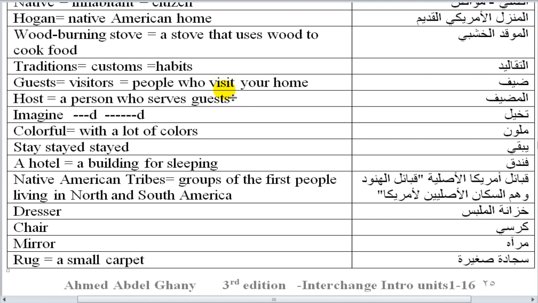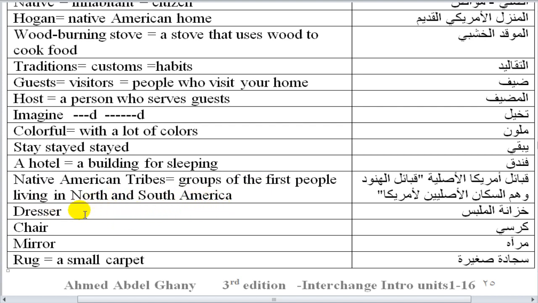Guests, visitors, people who visit your home. Host, a person who serves guests. Imagine, imagined. Colorful, with a lot of colors. Stay, stayed. Here the ed is read as ed. A hotel, a building for sleeping. Native American tribes. T soft D between A and I. T between two vowels, soft D. Groups of the first people living in North and South America.